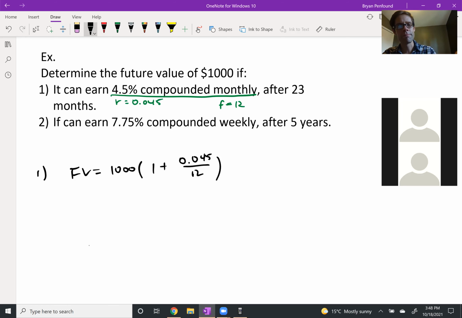What should N be in this particular case? Okay, so it seems like most of you are happy getting $1,089 and about 90 cents. That seems to be pretty good. So yeah, this is going to be 23. So how many times are we going to earn interest? We're going to earn interest 23 times because we want to figure it out after 23 months.